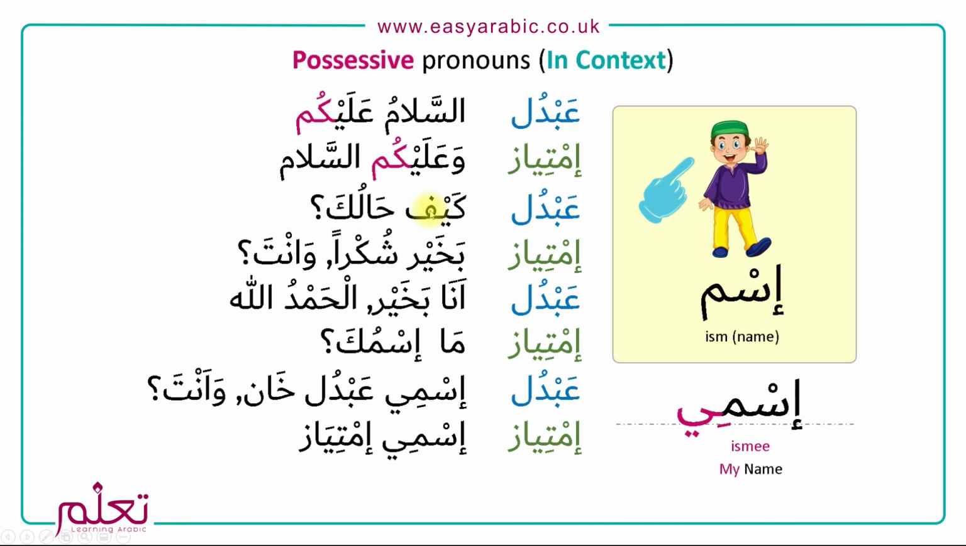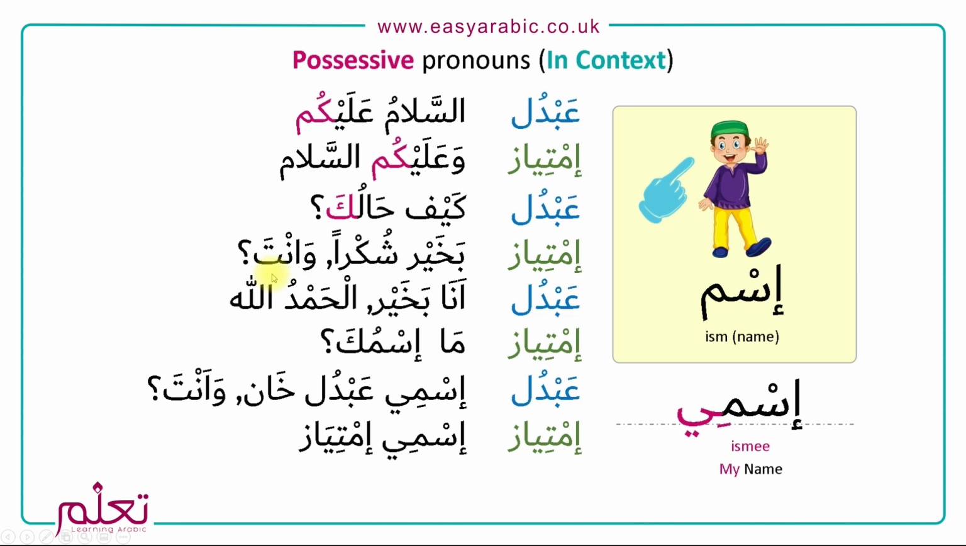Kayf is how, hal we said was health, and then ka is your health. How are you, or how is your health? Kayf haluka. And then Imtiaz says bi khair, which is fine. Shukran, thank you. Shukran is thank you, and wa anta, and you. So he could say bi khair, shukran, wa anta, kayf haluki, if it is a female. But here you can just say it short because we are referring back to the health. So we say wa anta.